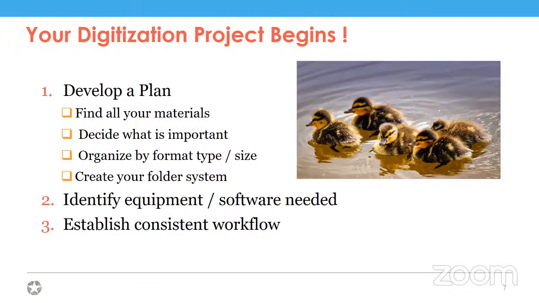So once you have your basic plan developed, you know what materials you want to digitize, you know which are the most important, and you know how you're going to organize everything, then you need to identify the equipment and the software that you are going to need. Some questions to ask yourself. Do you already own or have access to a scanner, a digital camera, a tripod, lights, a computer, or other equipment that you might need?